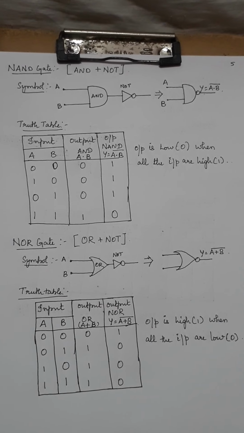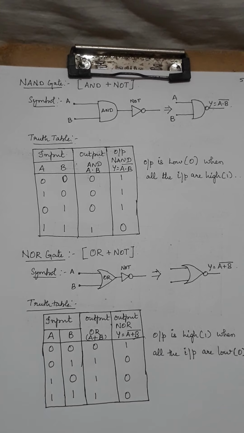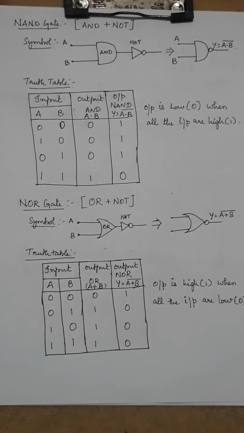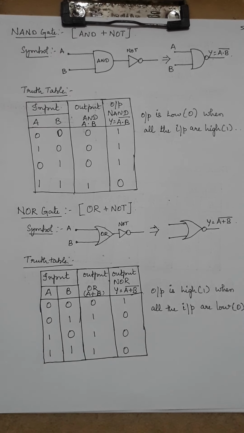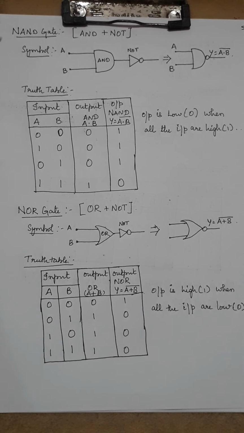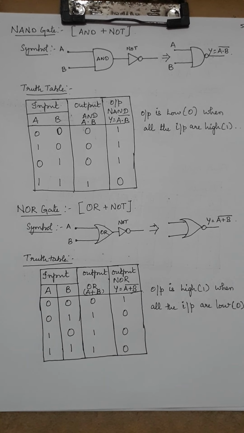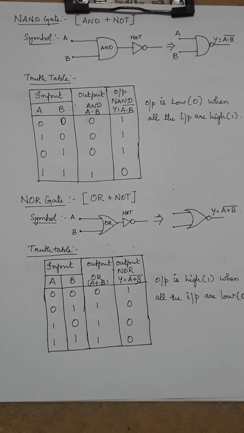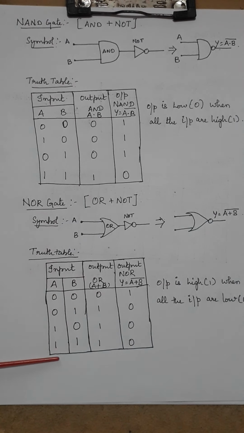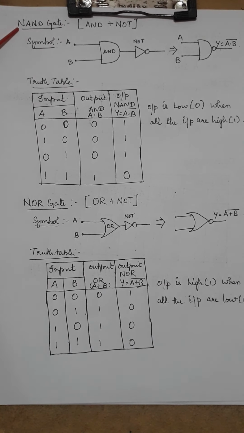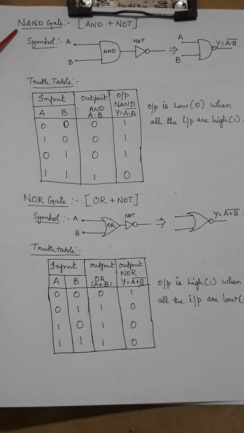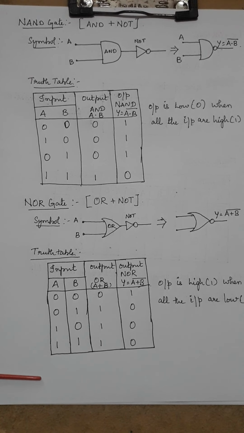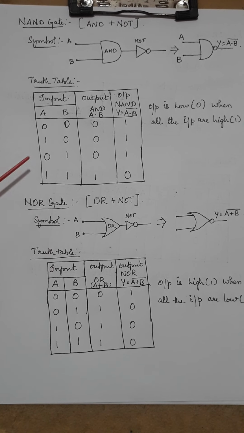So whatever you learnt, AND, OR and NOT, are basic gates, children. So now a combination of two gates, the NAND gate. The NAND gate is called a universal gate. That you will learn later, because using the NAND gate I can construct an AND gate, I can construct an OR gate, I can construct a NOT gate. That's why it is called a universal gate.